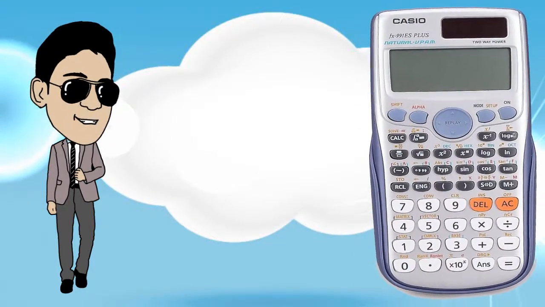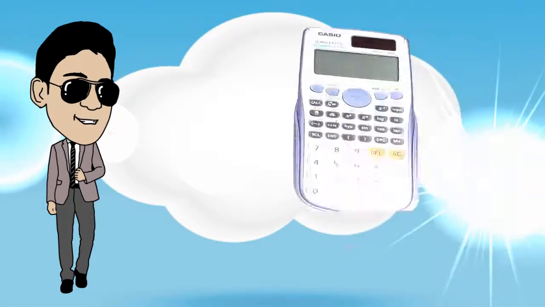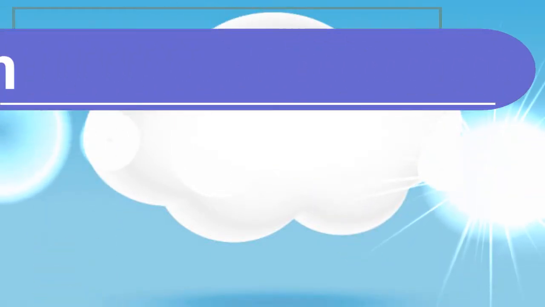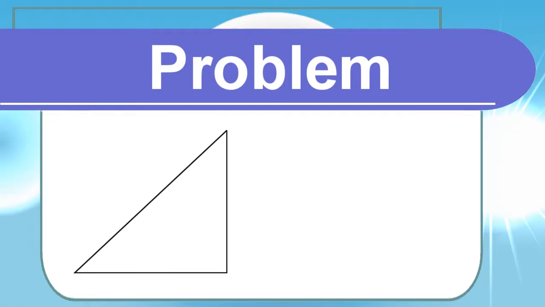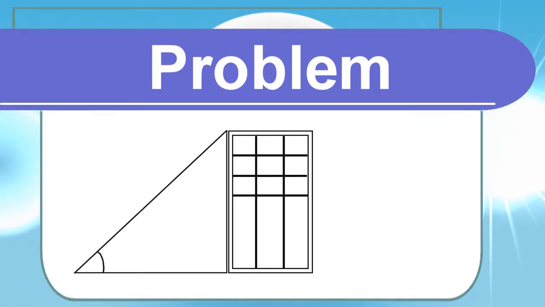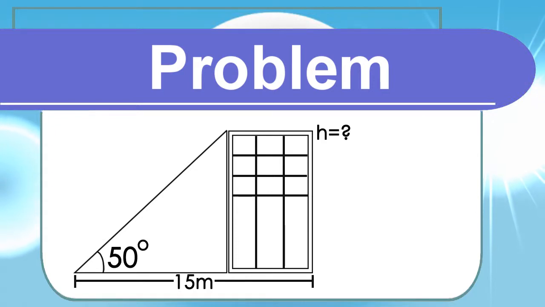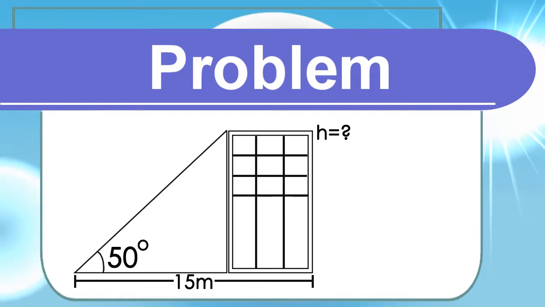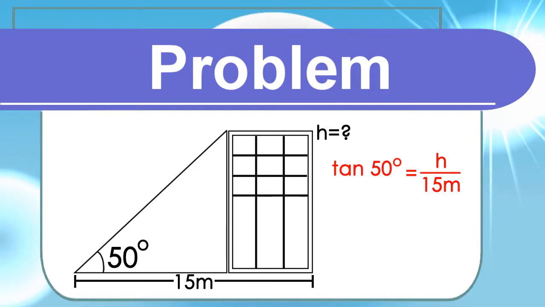Let's have a real-life example for finding the unknown side. Here's the problem. The angle from a point 15 meters from a building to the highest floor is 45 degrees. How tall is the building? Here's the illustration of the given problem. Now, let's examine the relationship of the sides. We can see that the involved sides are the opposite and the adjacent. Tan 50 degrees is equal to the height, or the unknown side, over 15 meters.